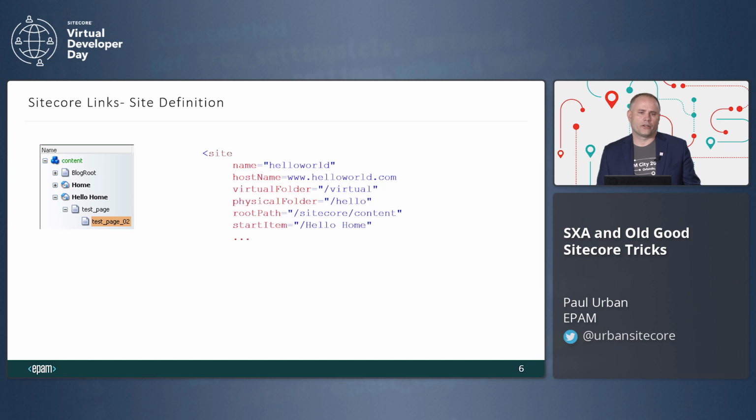Actually, all the children under the hello home, that means the combination of root path and start item, all the links are going to be relative to that item. So let's say in here, in the hello home website, we have test page. So the relative URL of the test_page item is going to be my website/test page, right?